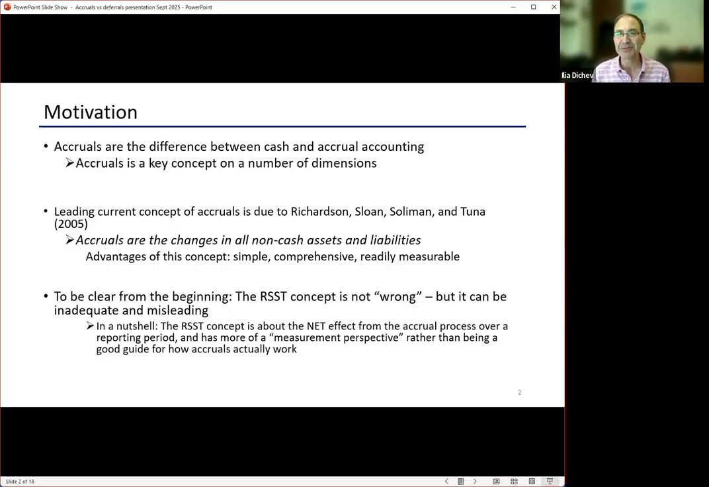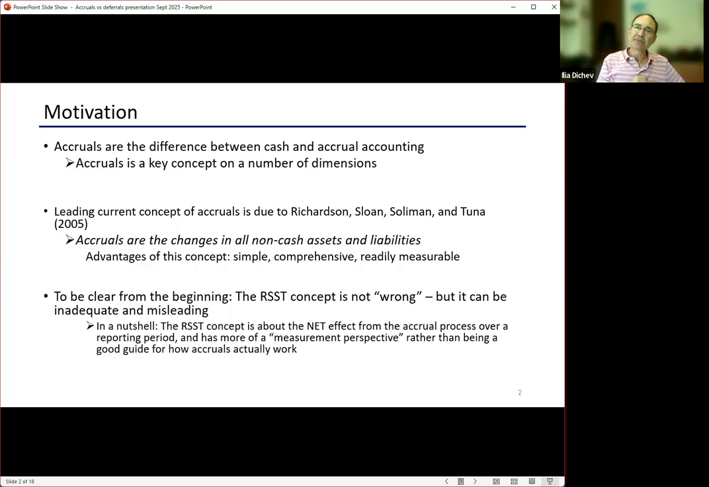And I would say maybe it should become too dominant, in the sense that it's not so much the problem of the idea itself, but I think simplified and mechanistic application of it can lead you the wrong way. So you'll see what I mean in the following slide, but to give you some preview of coming attractions here, my main claim is that the RSST concept, or what I call the balance sheet oriented concept of accruals, is not wrong, nothing wrong with it, but it can be inadequate for certain purposes.